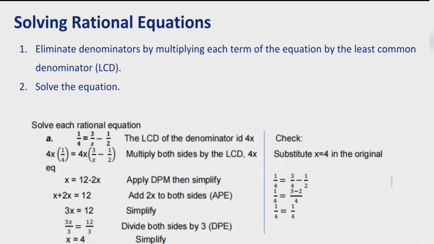So to solve rational equations, you first have to identify their LCD, then multiply each term to the LCD in order to eliminate the denominators. Next, we can solve our equation. You may also make sure of your answer through checking by evaluating your original rational equation using the solution that you have solved.